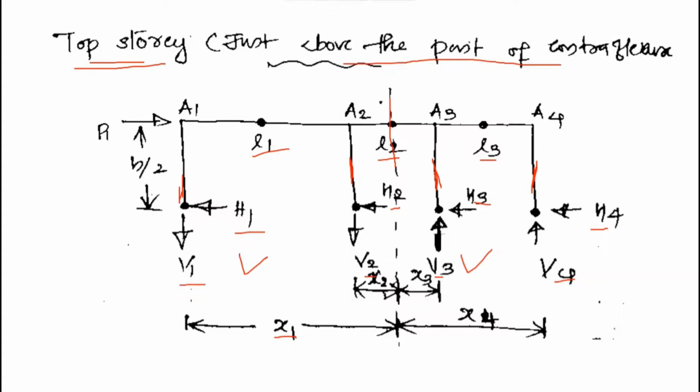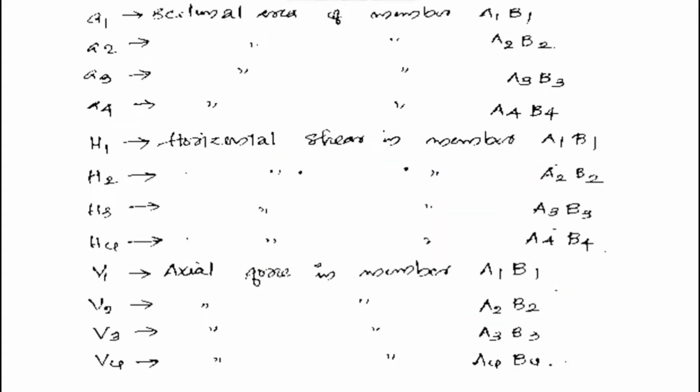Let A1, A2, A3, A4 be the sectional area of the members and H1, H2, H3, H4 the horizontal shear, V1, V2, V3 and V4 be the axial forces in the corresponding members.